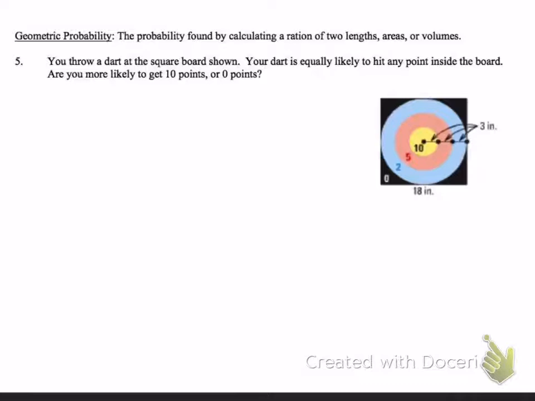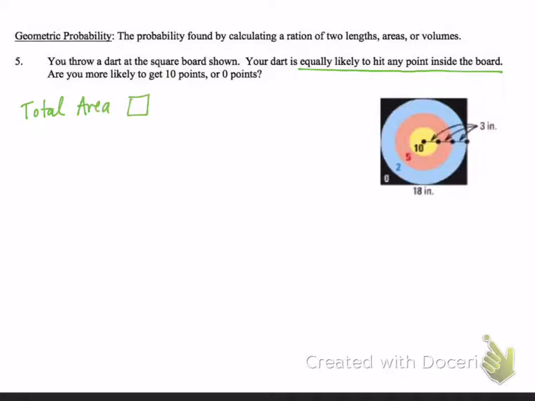But all you have to know is the formula of a circle. So anyway, you throw a dart at a square board shown. Your dart is equally likely to hit at any point inside the board. Are you more likely to get 10 points or 0 points? So what I need to do, your probability is like the proportion of your area, okay? So what I need to do first is I want to find the total area of the square.